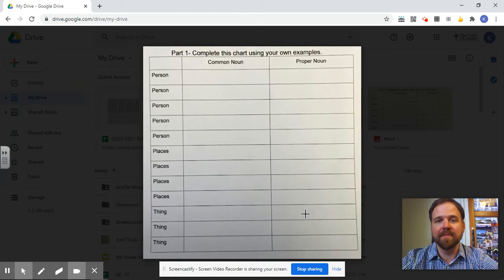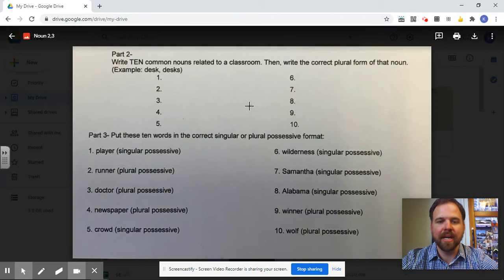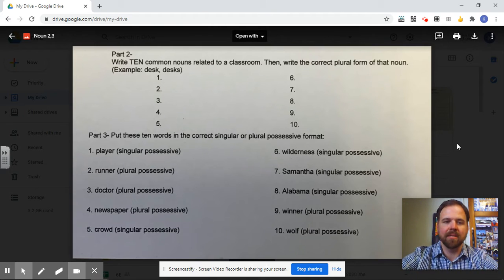So hopefully by now you've submitted your part one to me. I said you could do it via email. You could literally take a picture of your paper. You could share a Google Doc with me. But we're going to go ahead now, because our focus for today is getting started on exercises two and three, or parts two and three, I should say.